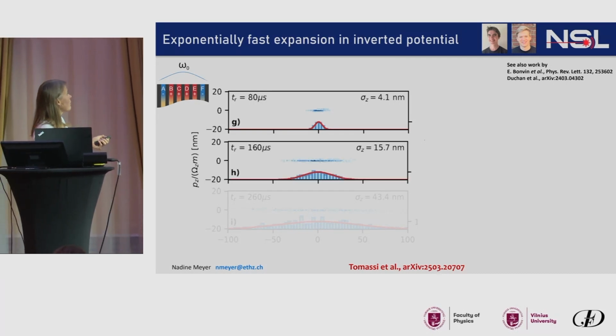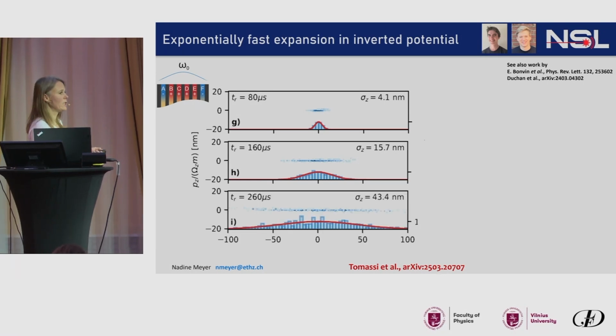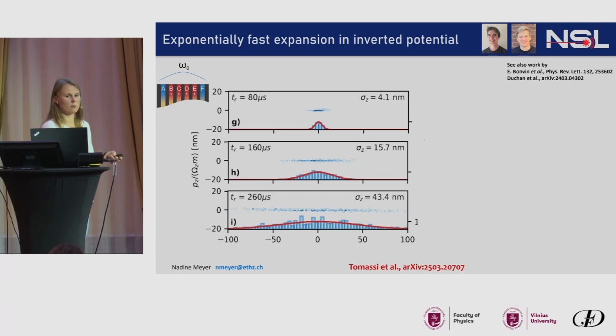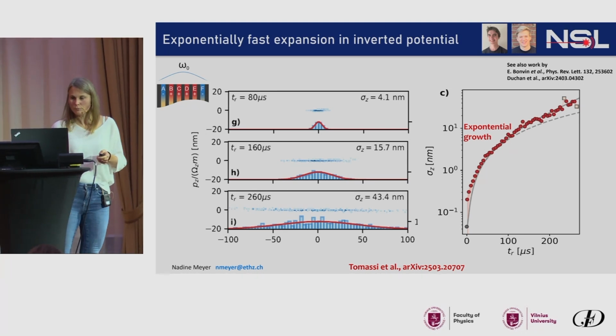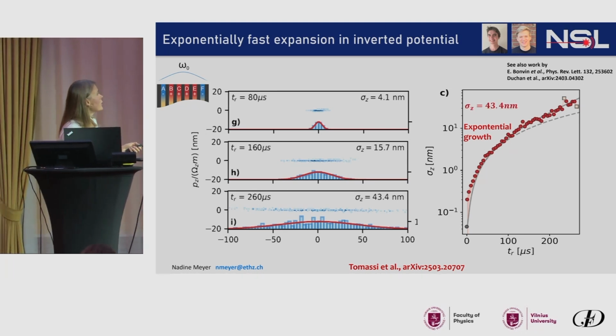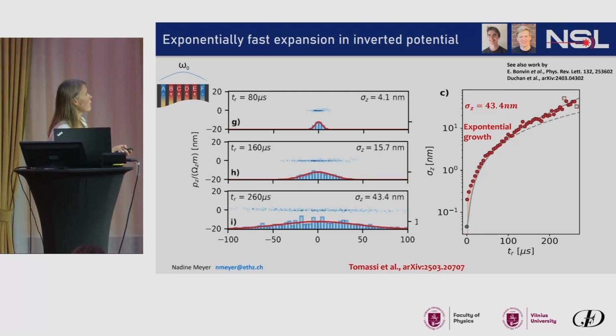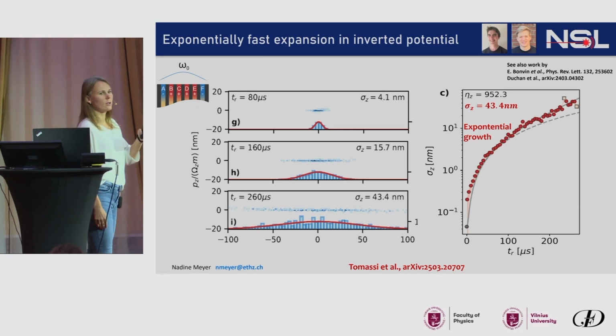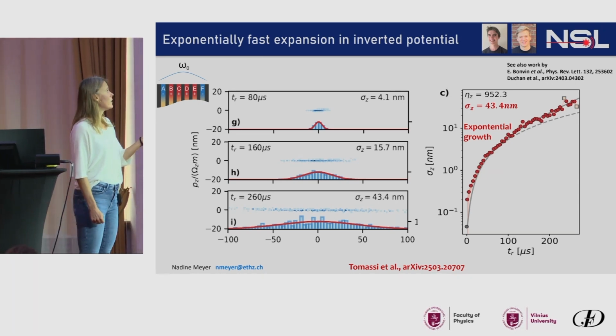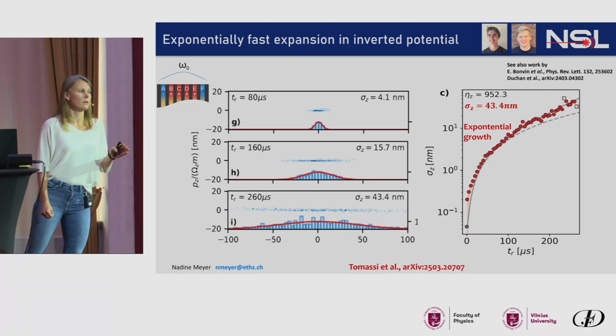And if we now let the particle evolve even further, the state grows and it actually keeps growing. So it never shrinks again, as we expected. And we can now plot the standard deviation over time, and we can see that the growth follows an exponential curve that reaches a maximum standard deviation of around 40 nanometers. So if you now think about the initial state size, this is a relative state expansion of nearly 1,000 now.